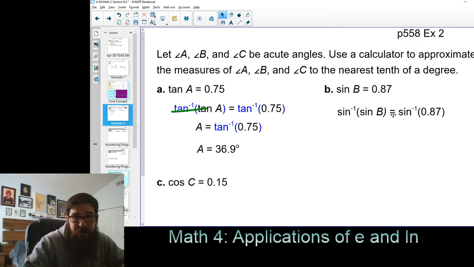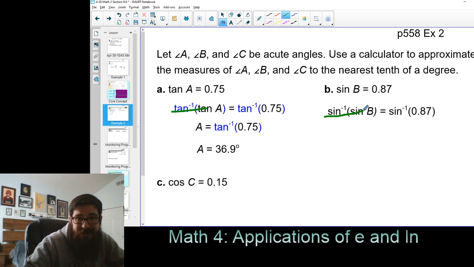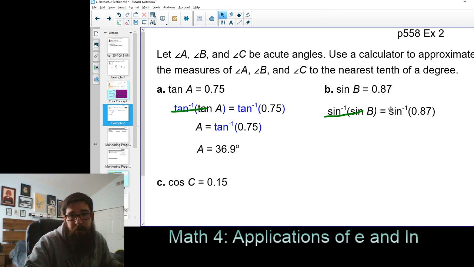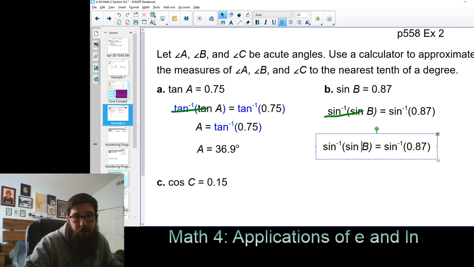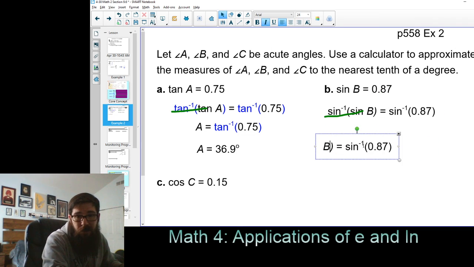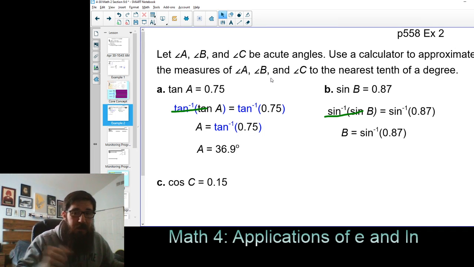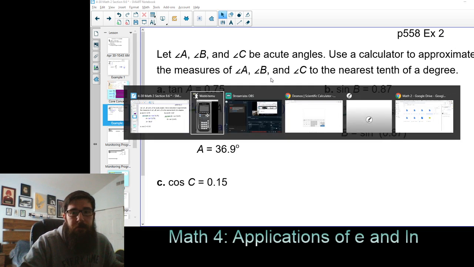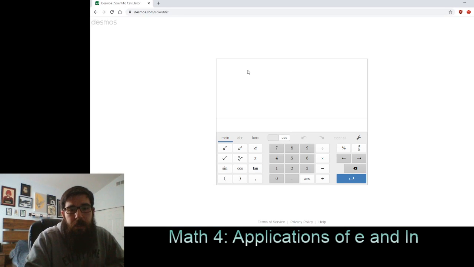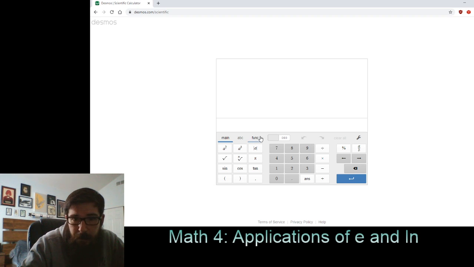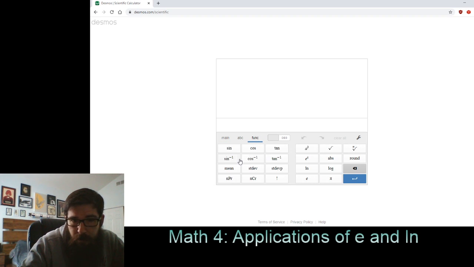If I take the inverse sine of both sides, that algebra still holds. What happens? Inverse sine and sine cancel out. So what do I really get? I get B, my angle all along, is inverse sine of 0.87. So this time, instead of doing the TI-84, I'll do it with the Desmos calculator. If you're using the Desmos calculator, you need to click this function button right here. And then we see right here, it has my inverse sine now on that left side.